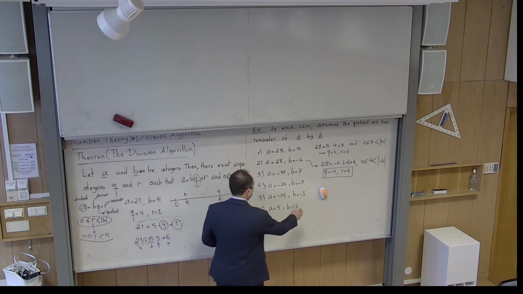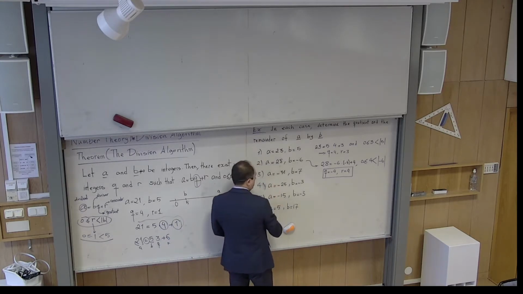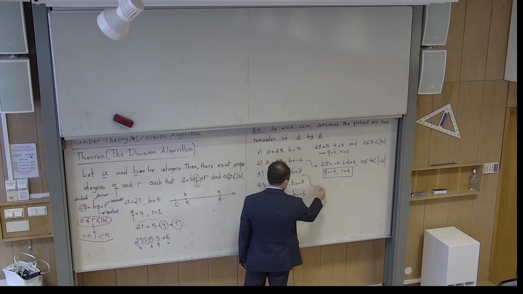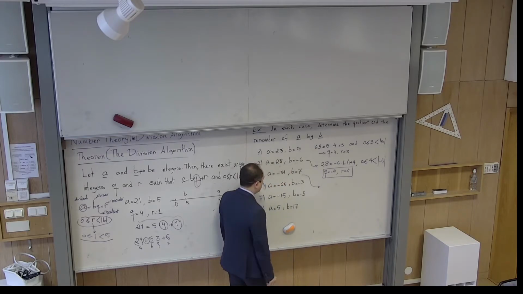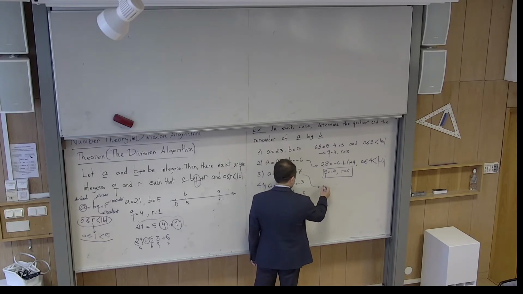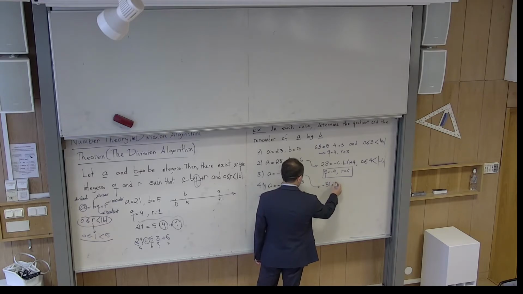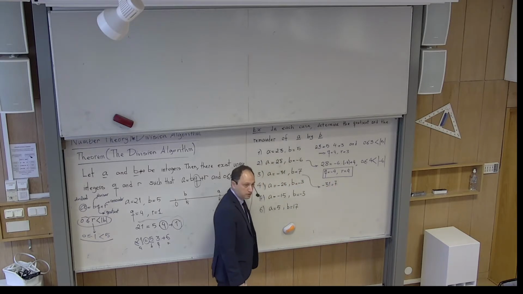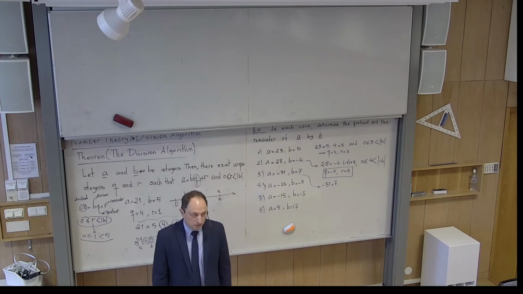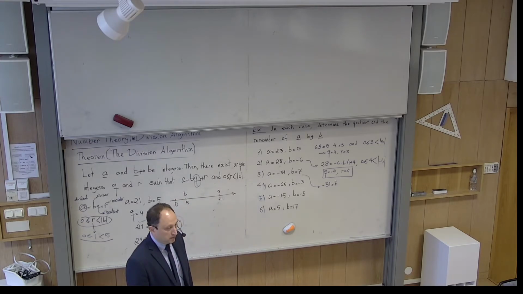So here, A is -31 and B is 7. So what should I do here? Do you have your numbers? I have to write -31 is equal to 7 times... okay, now what should I write? Yes? Times -5 plus 4. Yeah, that is good.